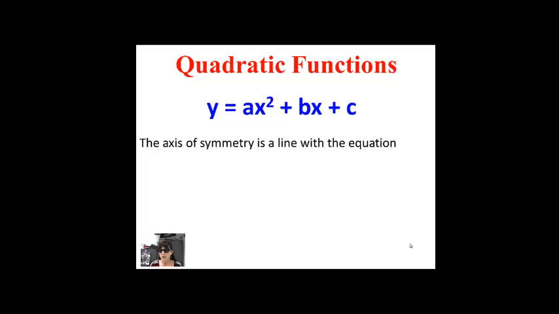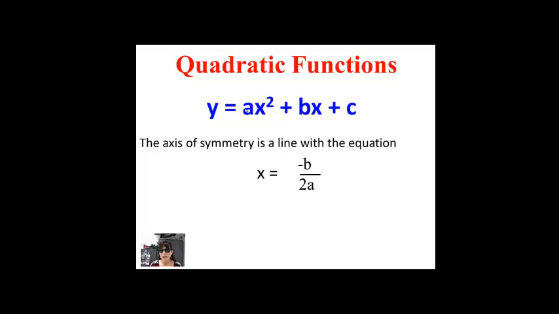The axis of symmetry is the line with the equation x equals negative b, or the opposite of b, over 2a. What I mean by the axis of symmetry is the line that goes right down the center of the parabola, and if you folded your parabola in half on that line of symmetry, the two halves would lay directly on top of each other.